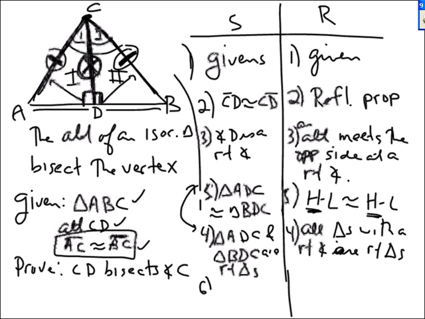Now statement 6 nails it down. Angle 1 is congruent to angle 2, and we went over why. Corresponding parts of congruent triangles are in fact congruent. Okay, that completes that proof.